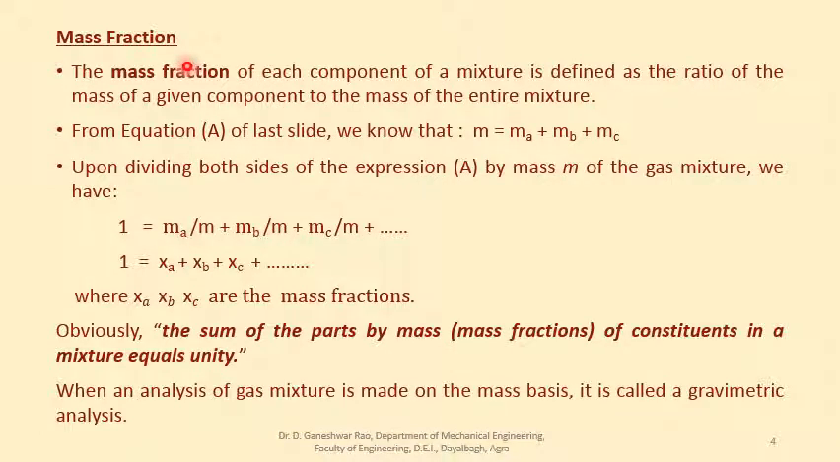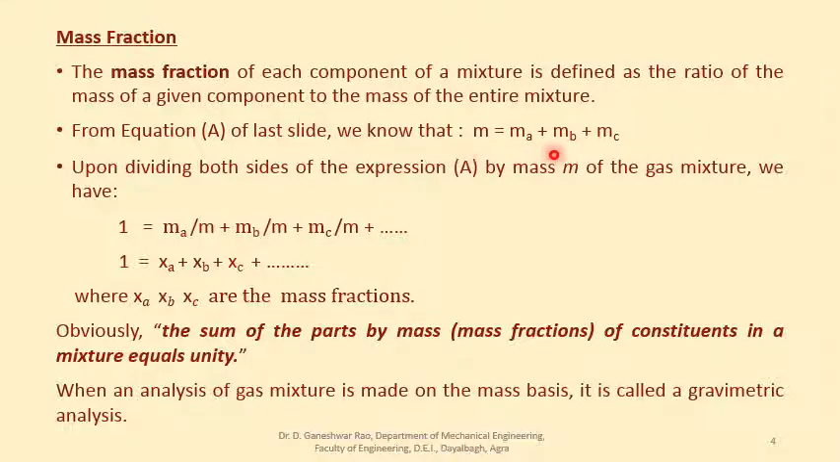Now what is mass fraction? The mass fraction of each component of the mixture is defined as the ratio of the mass of the given component to the mass of the entire mixture. Very simple. Means if there are three components with masses Ma, Mb, Mc, then Ma upon total mass M is the mass fraction of component A, Mb upon M is the mass fraction of component B, Mc upon M is the mass fraction of component C, and so on.